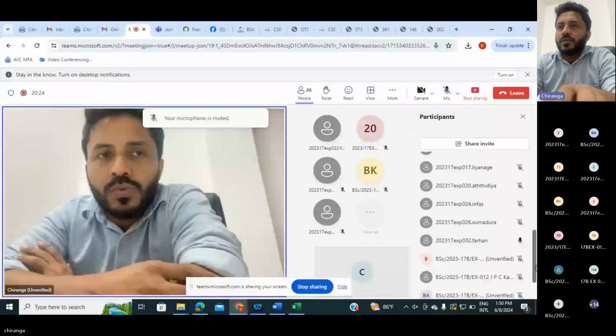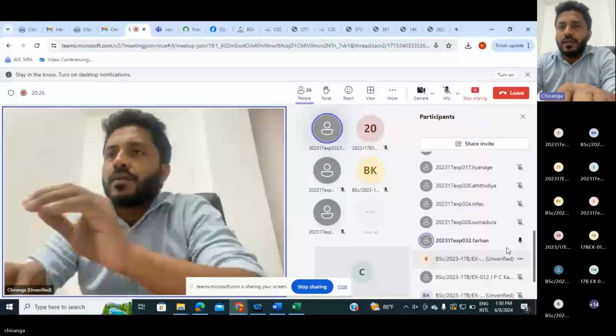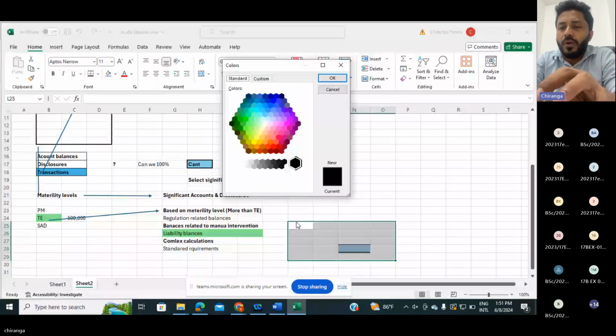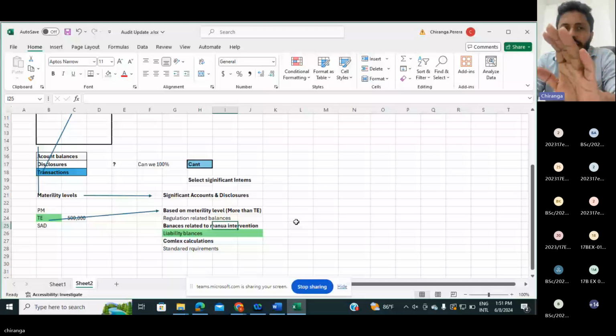Clear now. Okay, good. So basically my request is, once you are doing your significant accounts and disclosure selection, keep in mind that you don't depend only on the numbers. Number is a critical aspect. Consider that as the basic criteria. Other than that, qualitative aspects should be evaluated, and select your significant accounts and significant disclosures.